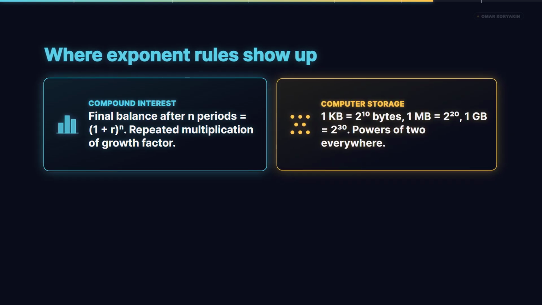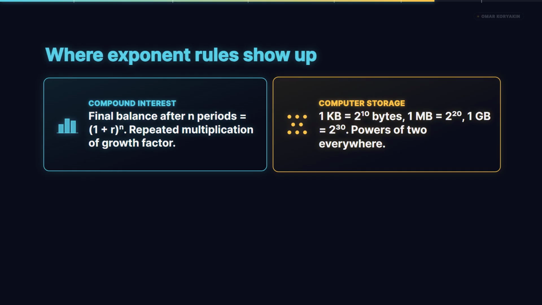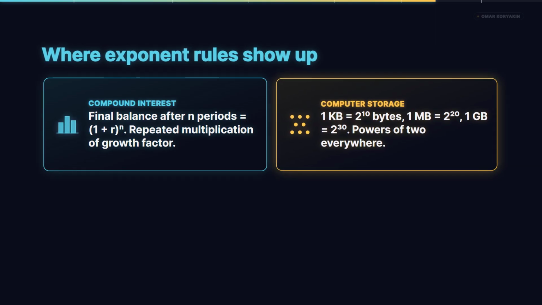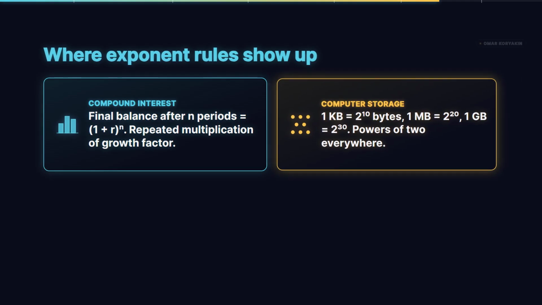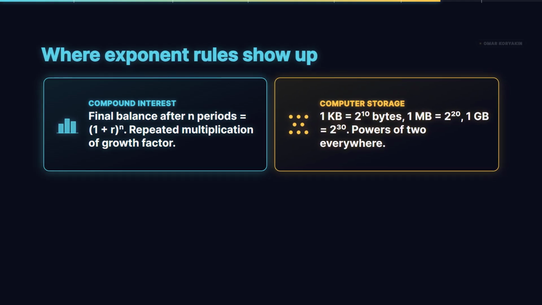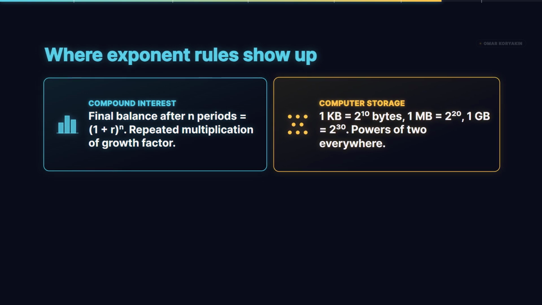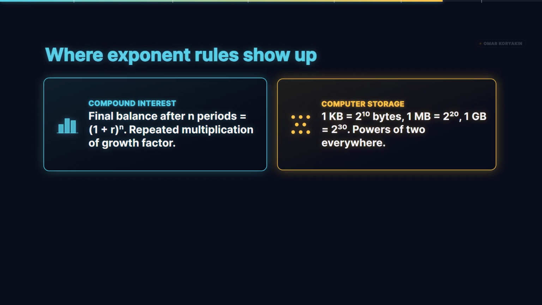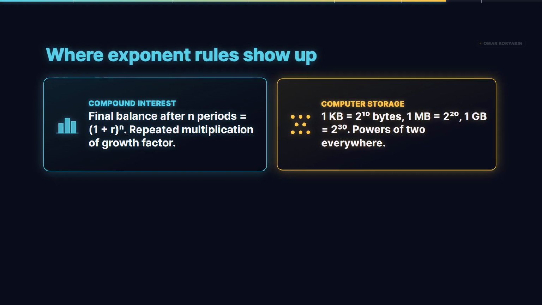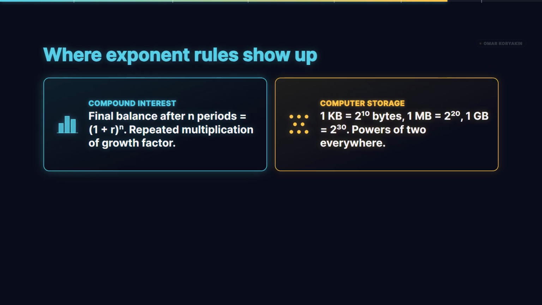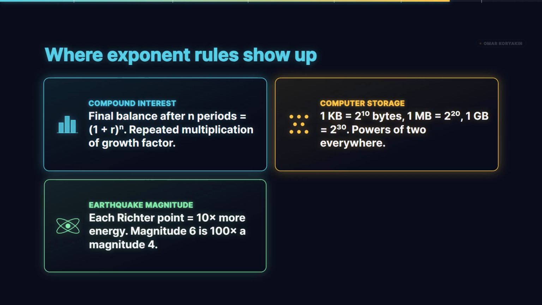Second, computer storage. 1 kilobyte is 2 to the 10th power bytes, which equals 1024. 1 megabyte is 2 to the 20th power. 1 gigabyte is 2 to the 30th power. Each step up the storage ladder multiplies the previous by 2 to the 10th, so a megabyte is a kilobyte times 2 to the 10th, and a gigabyte is a megabyte times 2 to the 10th, exactly the product rule in action.